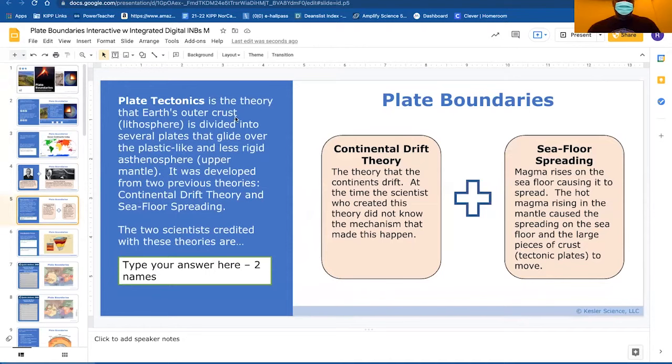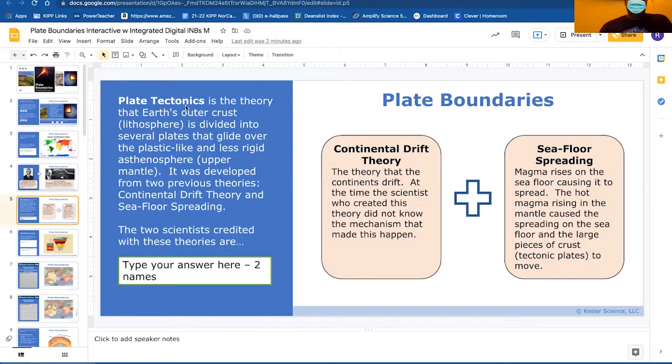On this slide, you're going to type in what two scientists created these theories. Again, you can flip back to the last slide and see that, but it's the theory of continental drift and seafloor spreading. So get your answer in there.